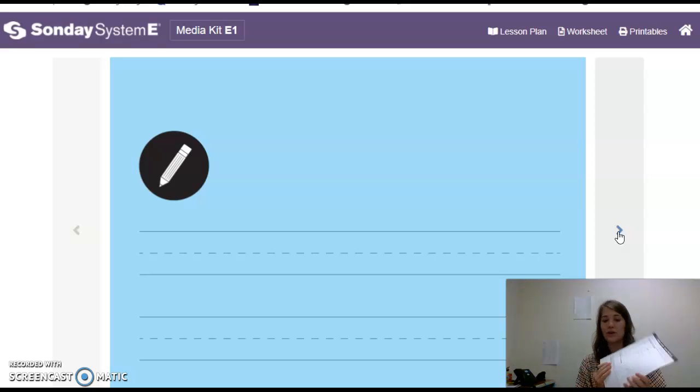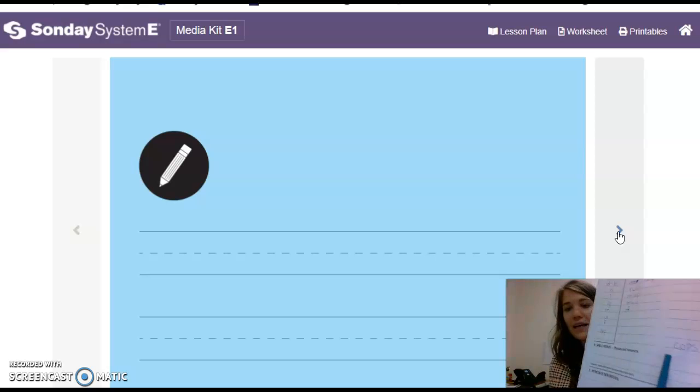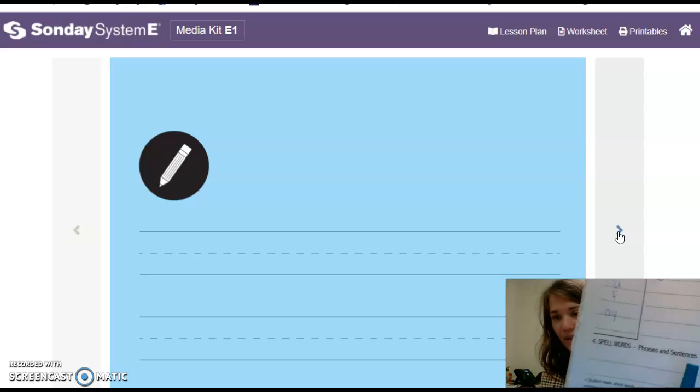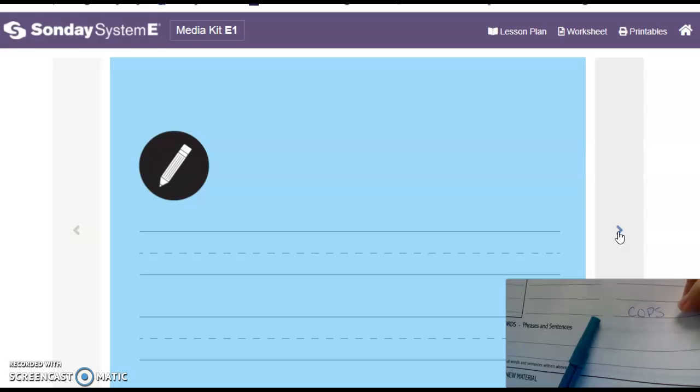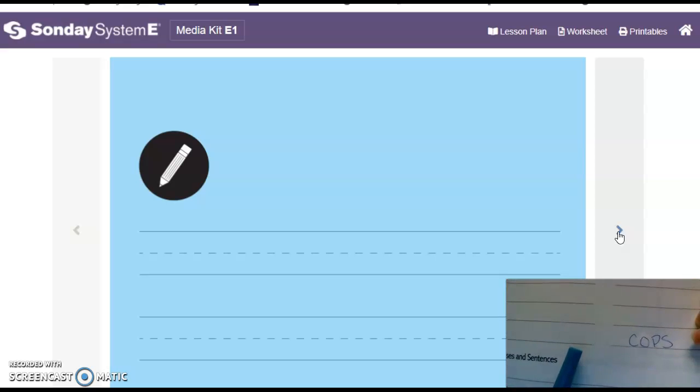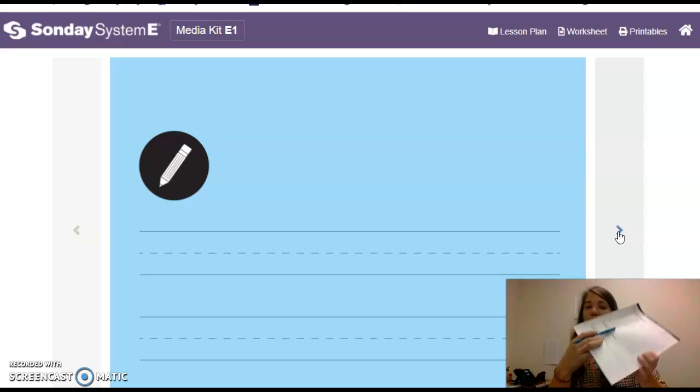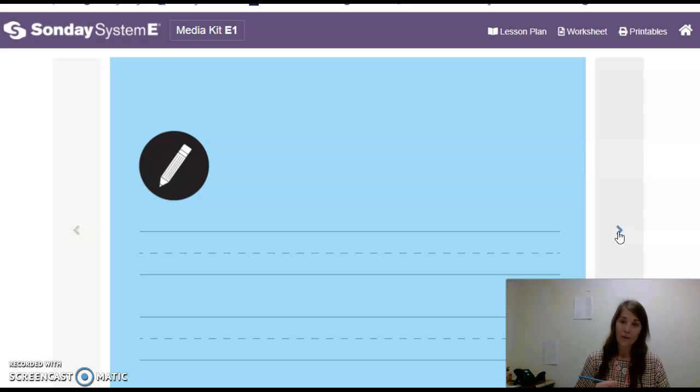So remember, our COPs are, we are checking for a capital letter. So it's C-O-P-S. I probably can't see that from that far away. There we go. C-O-P-S, so we're looking for the capital letter. The O stands for organization. Do we have finger spaces? The P stands for punctuation. Do we put our punctuation mark? And the S stands for spelling. Did we check our spelling? So now go ahead and write our sentence. "I got a big hug."